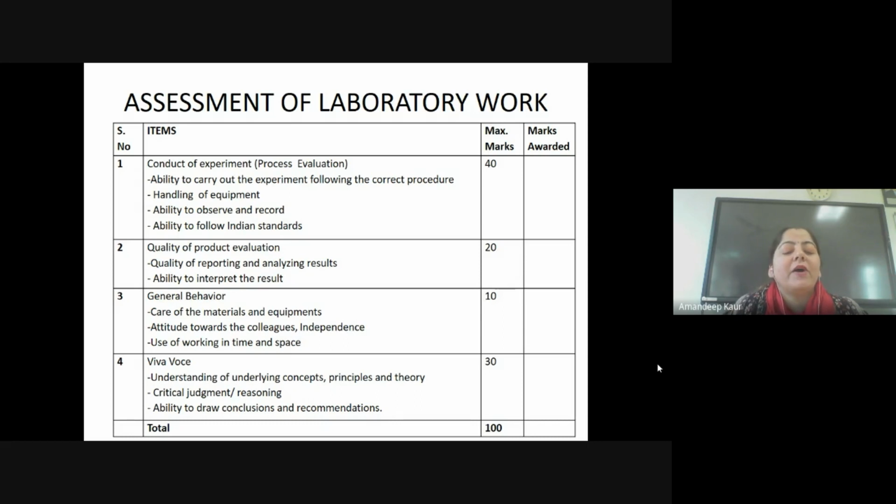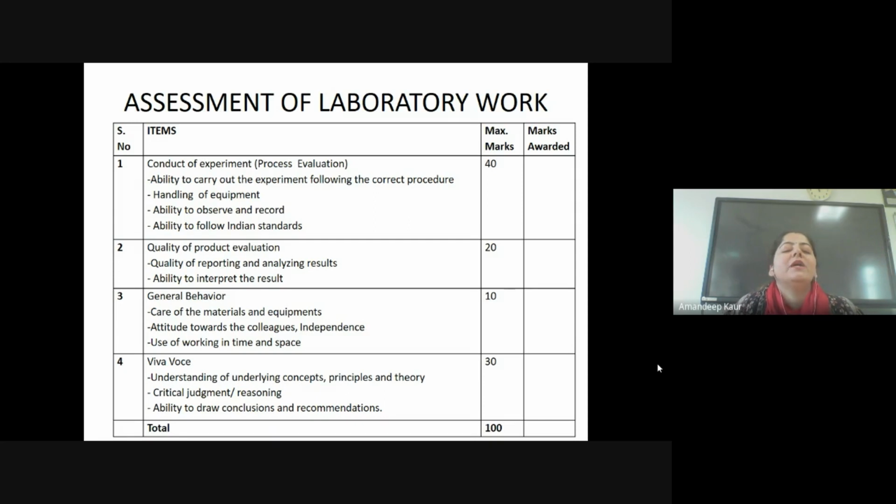In a practical environment, along with the cognitive and psychomotor skills, there is also the development of the affective domain among the student population. When it comes to the affective domain, behavior plays an important role. If my student in a laboratory environment cares for the different materials and equipment, has a good attitude towards fellow students, is able to work independently, and is able to utilize the time and space given in the laboratory environment, it means the student is showing good behavior in that particular environment.